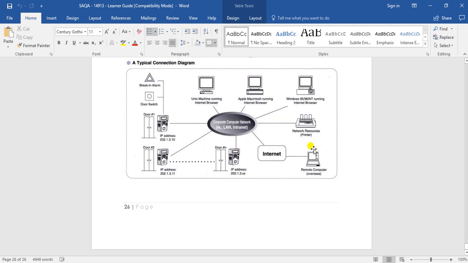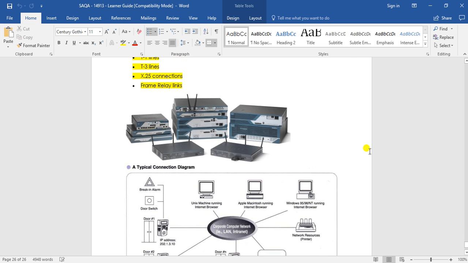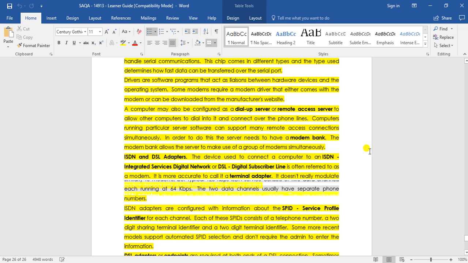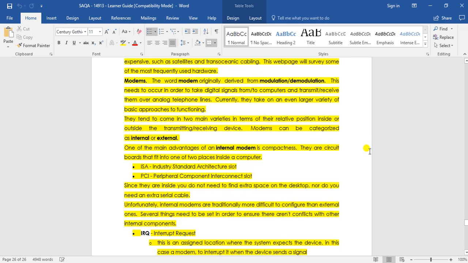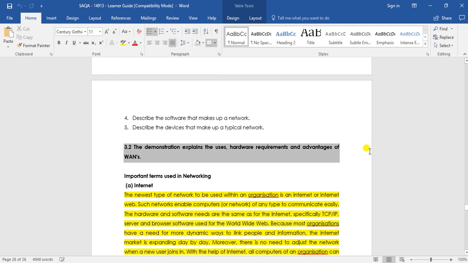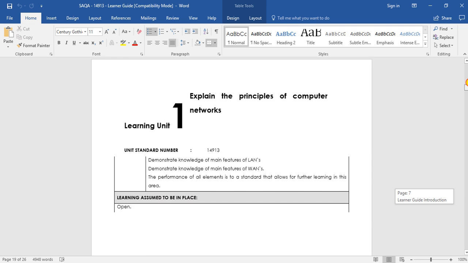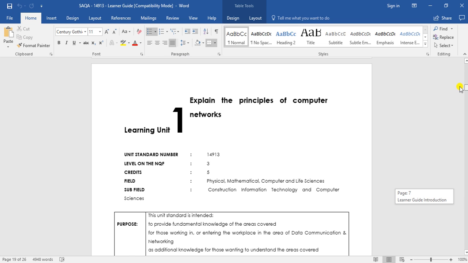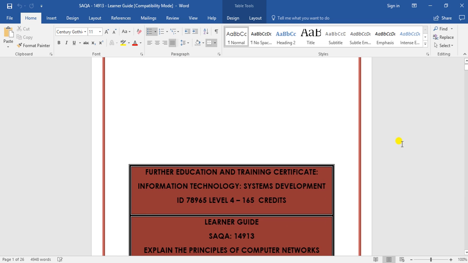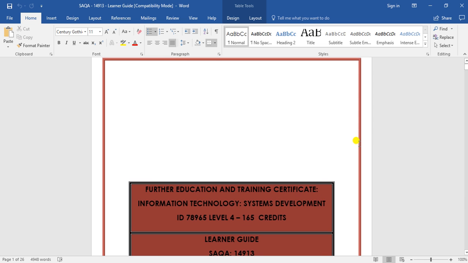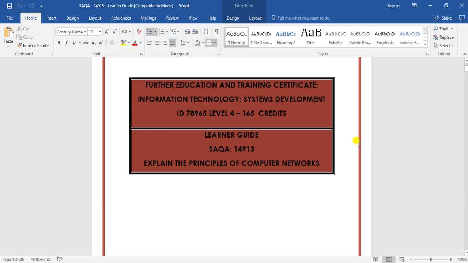So guys, we are done with our unit standard 14913. I assume we are doing our activities. I assume everyone can manage to answer those activities after going through our sessions. Explain the principles of computer networks. I have a belief that through those activities you won't have any problems doing them.